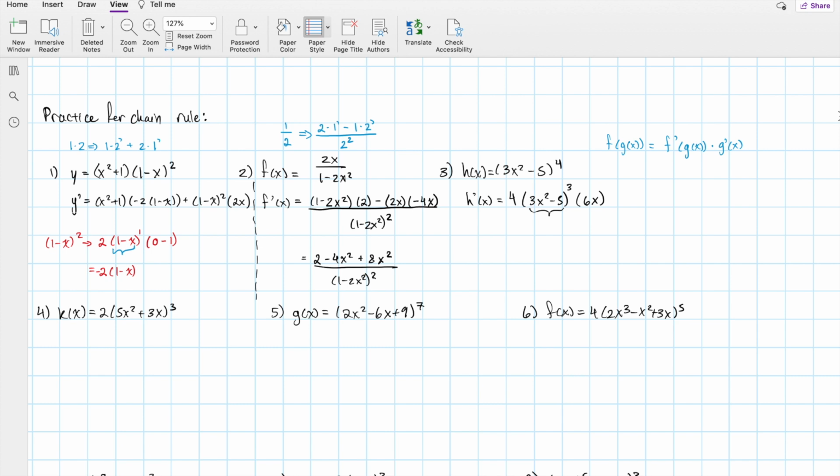You could also look at it by setting up f of x to be x to the 4, and g of x to be 3x squared minus 5.